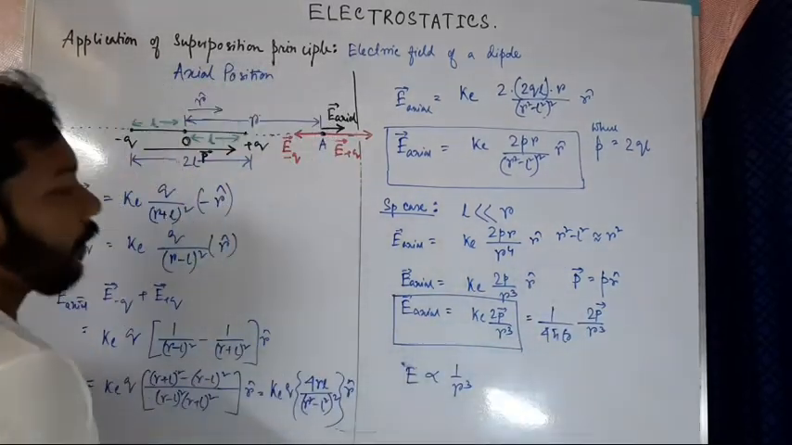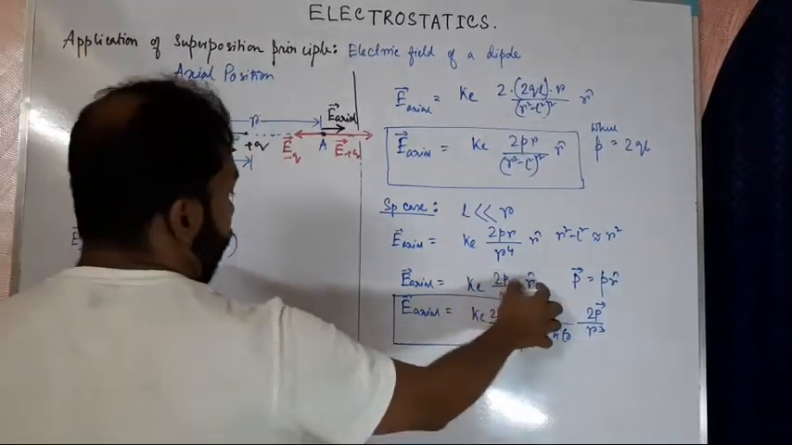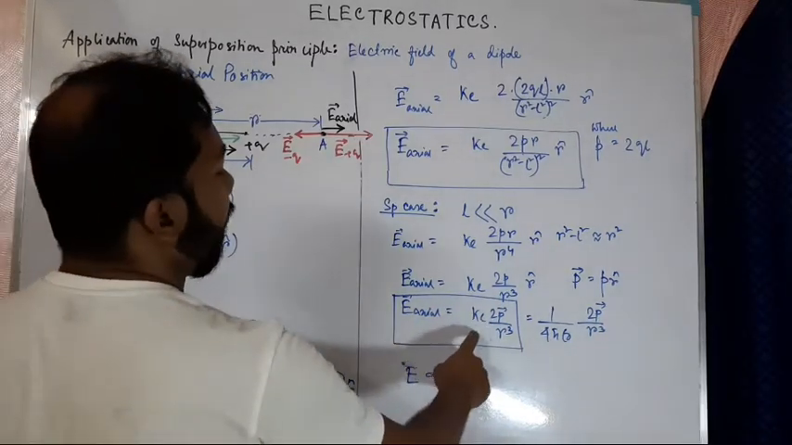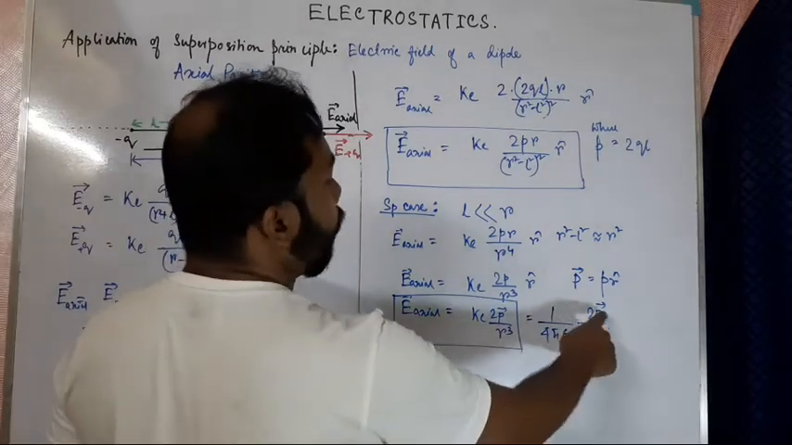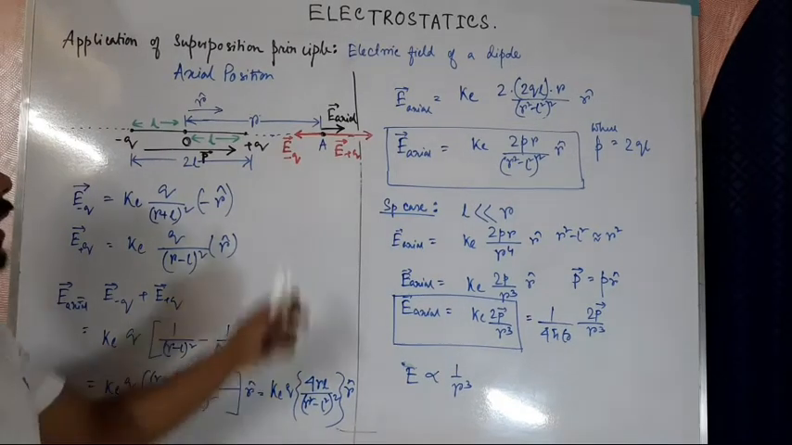So the vector P stands for P into R cap. For P into R cap, we have put P vector, and the electric field becomes Ke 2p by r cube. What is Ke? Ke is 1 by 4 pi epsilon naught. 2p by r cube is the value of the electric field at the axial position.